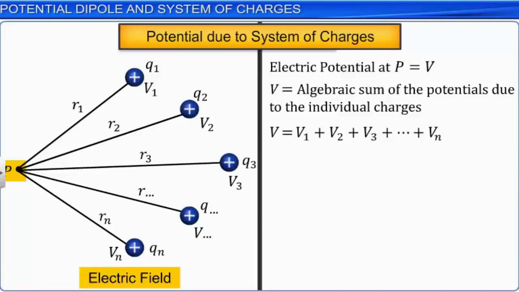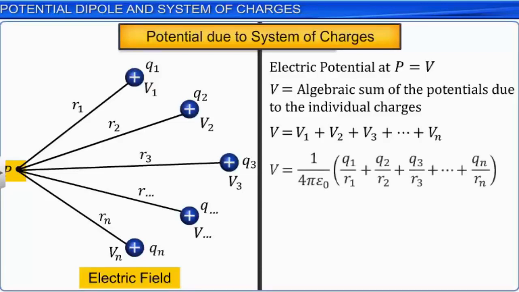Substituting the expressions for the potential at point P due to individual charges, we get V is equal to 1 by 4 pi epsilon naught into Q1 by R1 plus Q2 by R2 plus Q3 by R3 and so on up to Qn by Rn. Let this be equation 8.